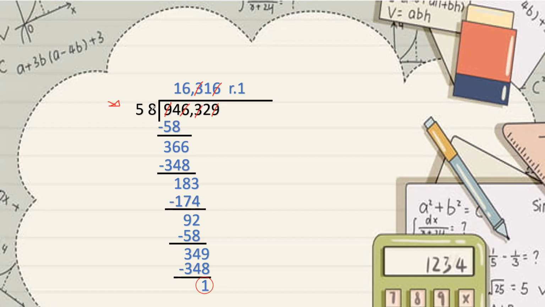This is number 58, but we don't have 9, so we are going to make an addition and say 5 plus 8 equal 13. We cannot write 13, so we are going to say 1 plus 3 equal 4. Okay, so this 4 is my divisor exceed.